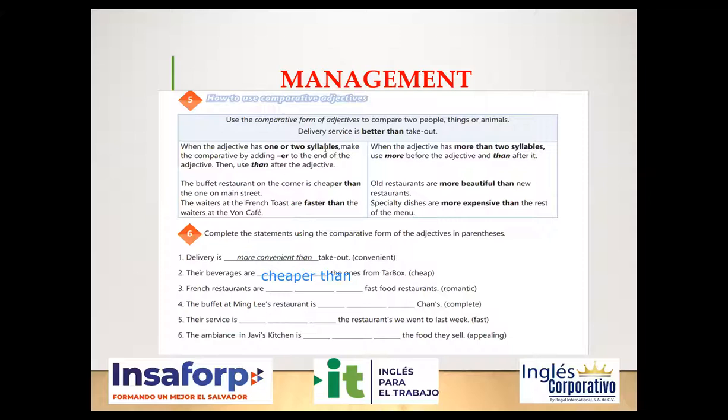The ambience in Jevi's kitchen is more appealing than the food they sell. It's more appealing. I am curious, what is appealing? I don't remember. I think we studied that word yesterday. Attractive. Okay, that's right. So the ambience, what is ambience? Environment. Place. It's the environment. It's a synonym, right? Synonym of environment. So the ambience in this case is related to the atmosphere, right? The environment of the restaurant.